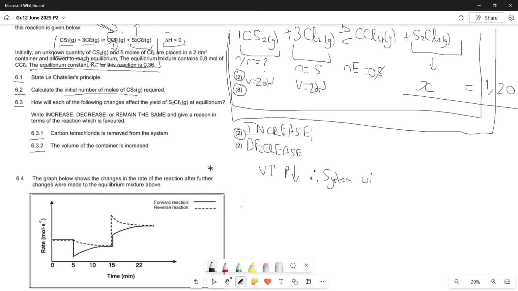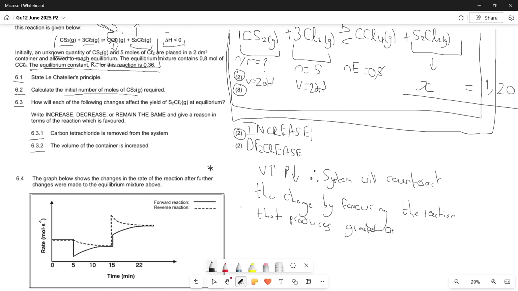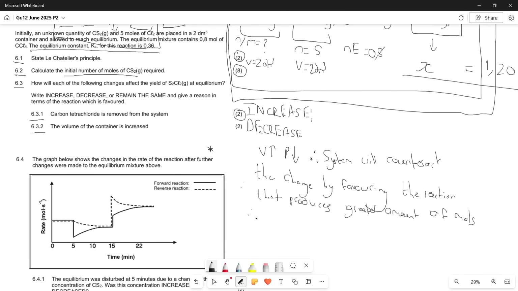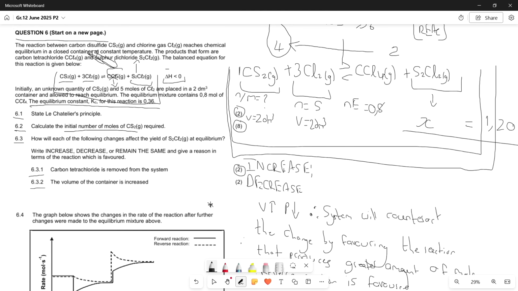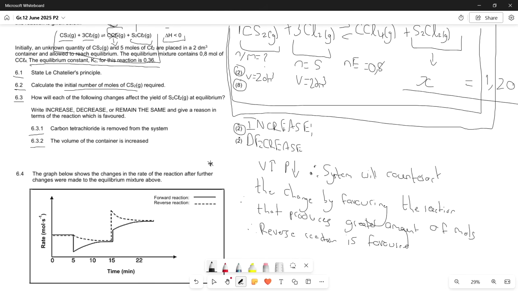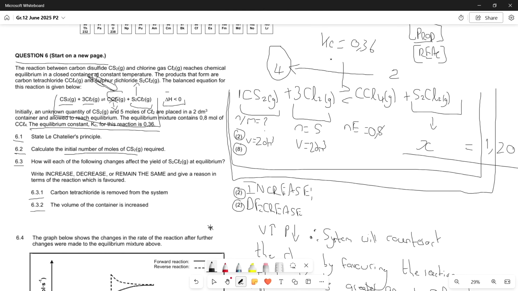The system will counteract the change by favoring the reaction that produces the greater amount of moles. As we mentioned, it goes from low to high. It favors the direction where there's more. And last point, therefore the reverse reaction is favored, i.e. the concentration of these guys will go down, our products, and our reactants, their concentration will increase. So that just earned us 2 marks over there, and that is how we look at volume and how that affects pressure and how that relates to moles.